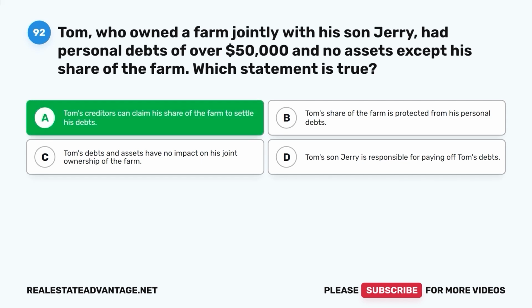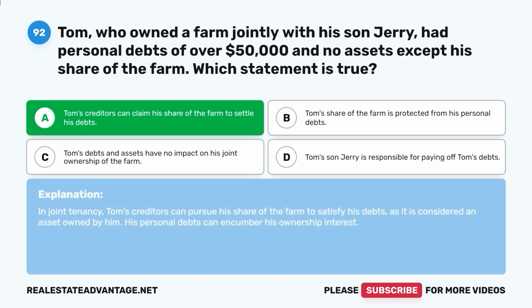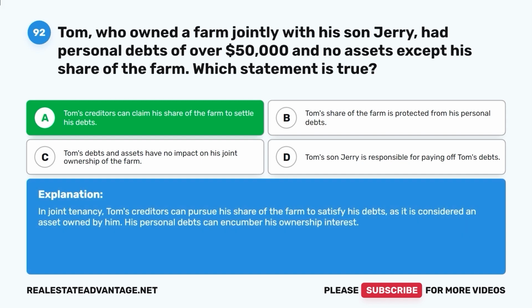The correct answer is A. Tom's creditors can claim his share of the farm to settle his debts. In joint tenancy, Tom's creditors can pursue his share of the farm to satisfy his debts, as it is considered an asset owned by him. His personal debts can encumber his ownership interest.